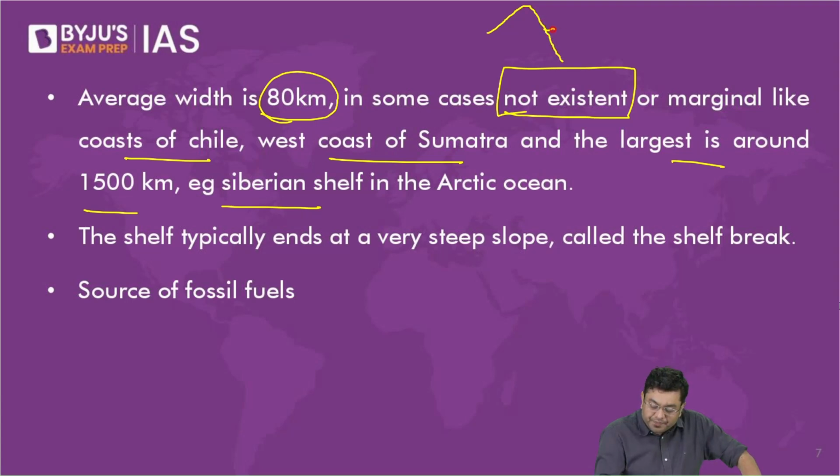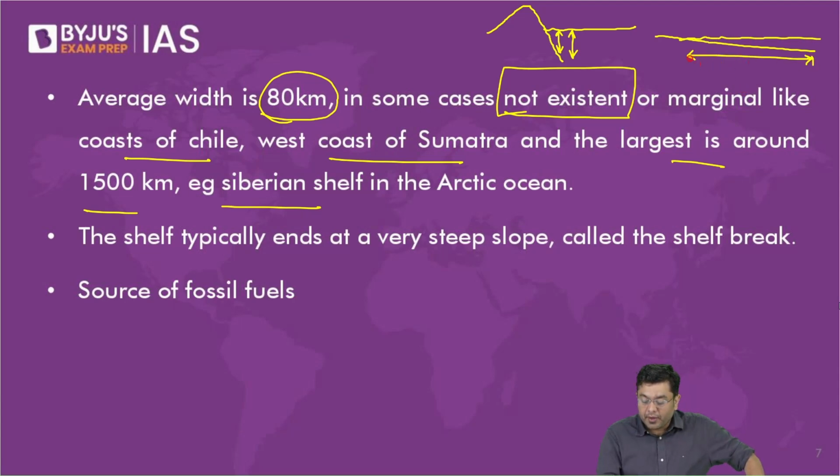So that is totally dependent upon the shape that the continental landmass exhibits. As I told you, wherever you have mountains across the coastline, there the seawater suddenly gets deeper. So in these areas, the shelf is almost non-existent. But wherever you have the plain region, there the shelf will be existent for a significantly longer distance as well. Okay. Now, the shelf typically ends at a very steep slope, and that is referred to as shelf break.